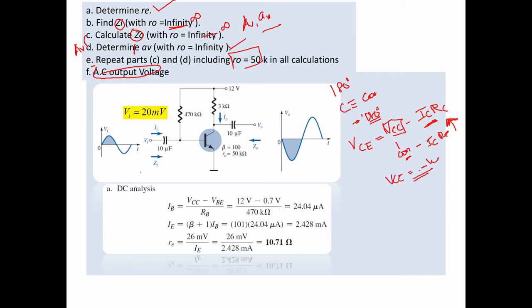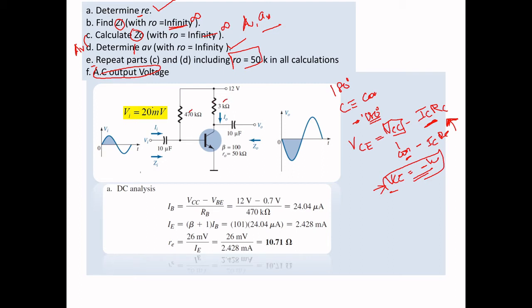Okay, so that is the reason why we are getting negative voltage. This is only for your knowledge. Okay, let me go for solving this problem. So first we will find RE. Given values, you can see here everything is given.